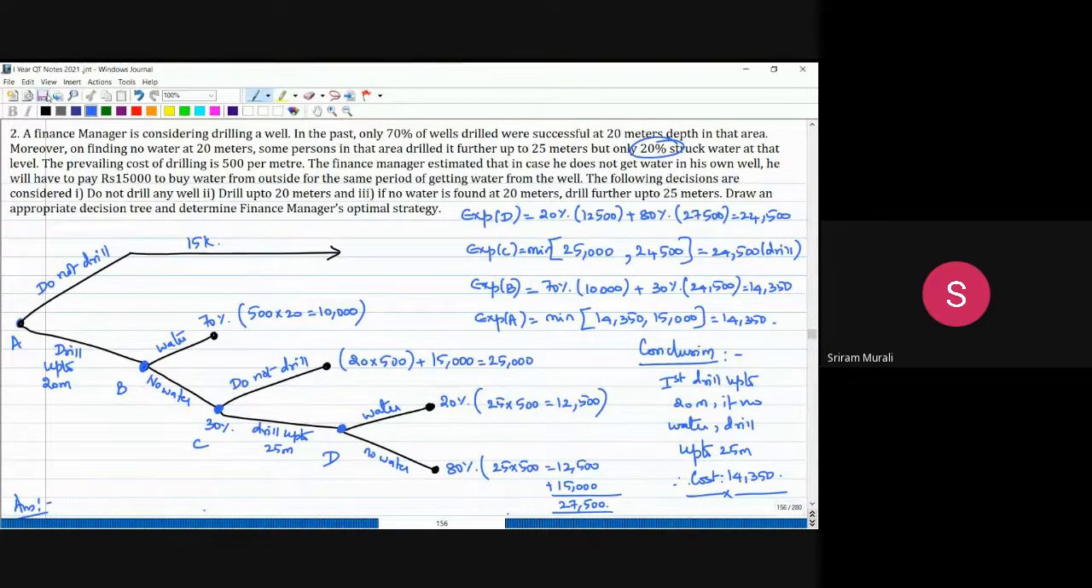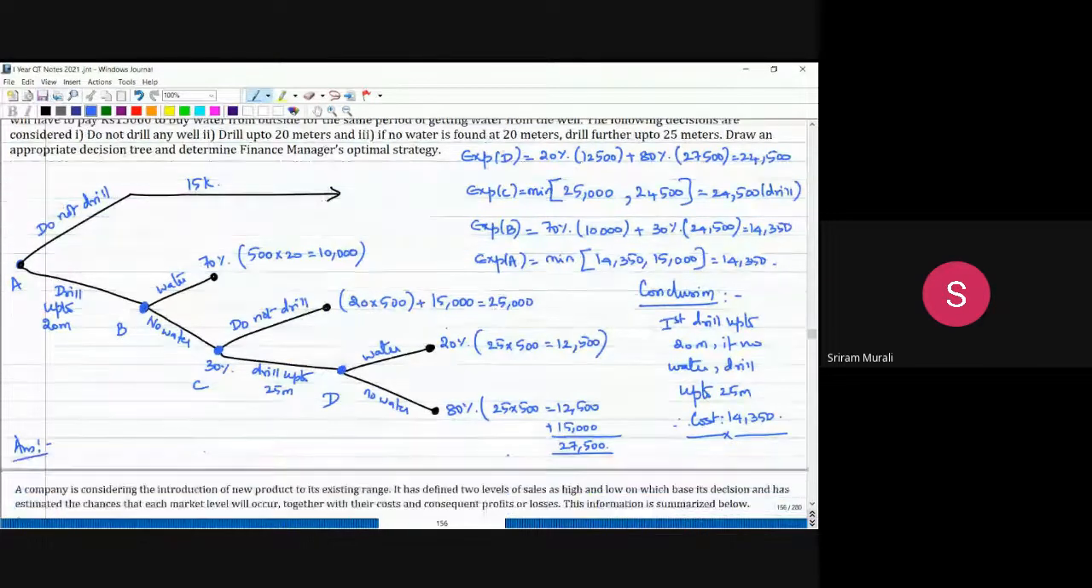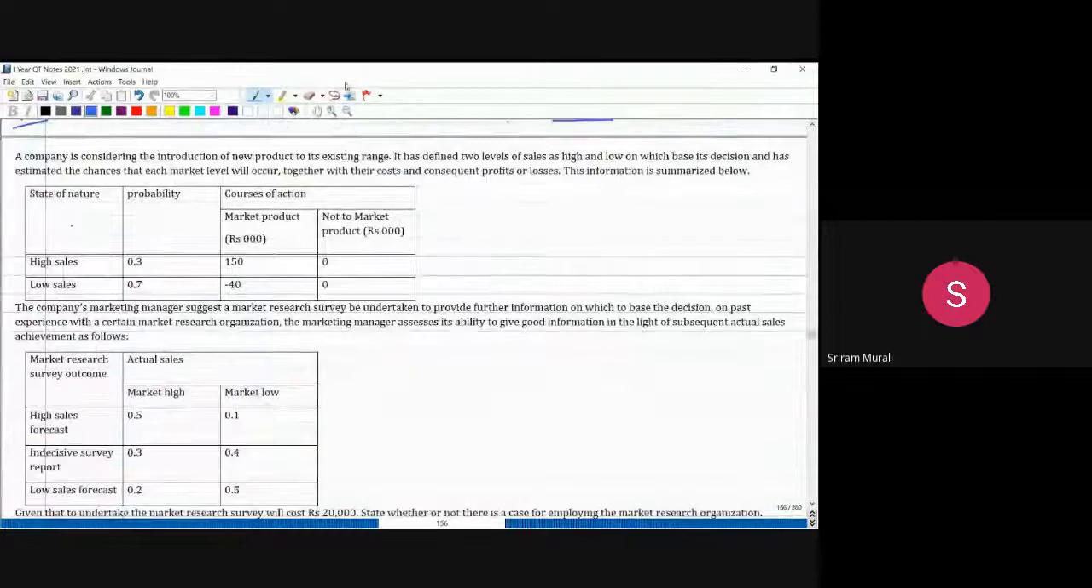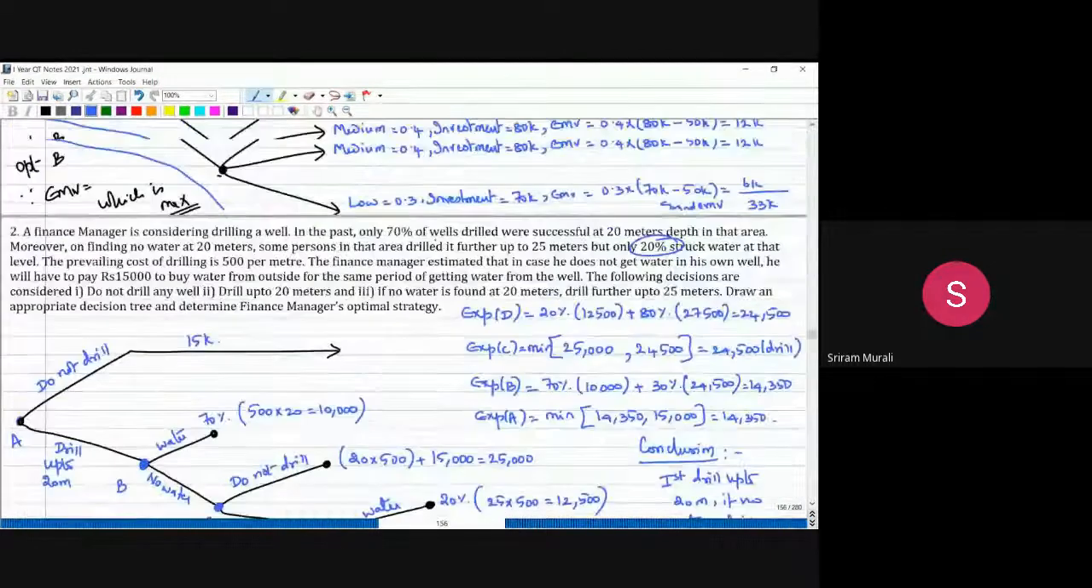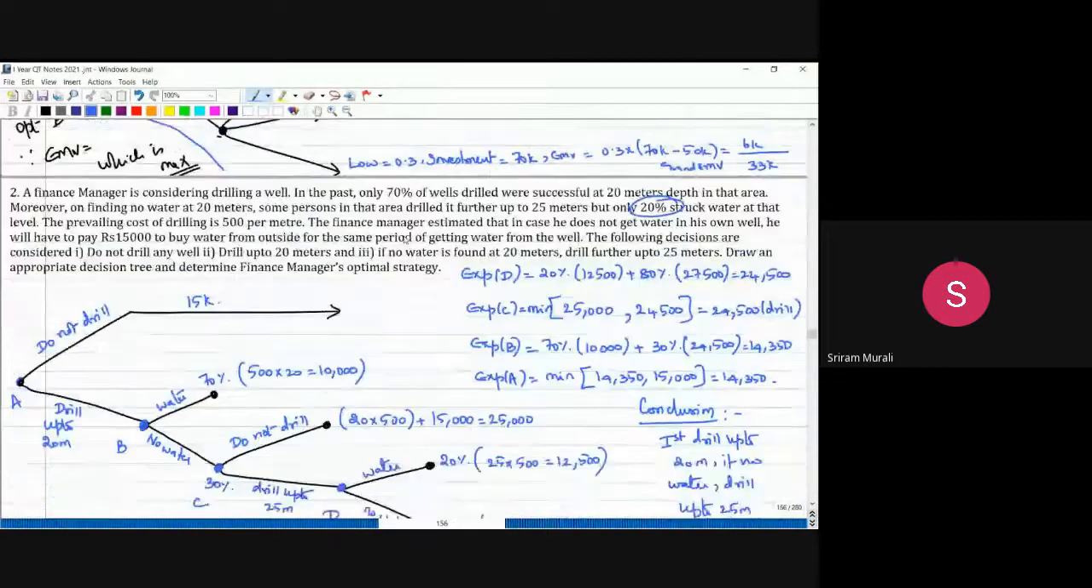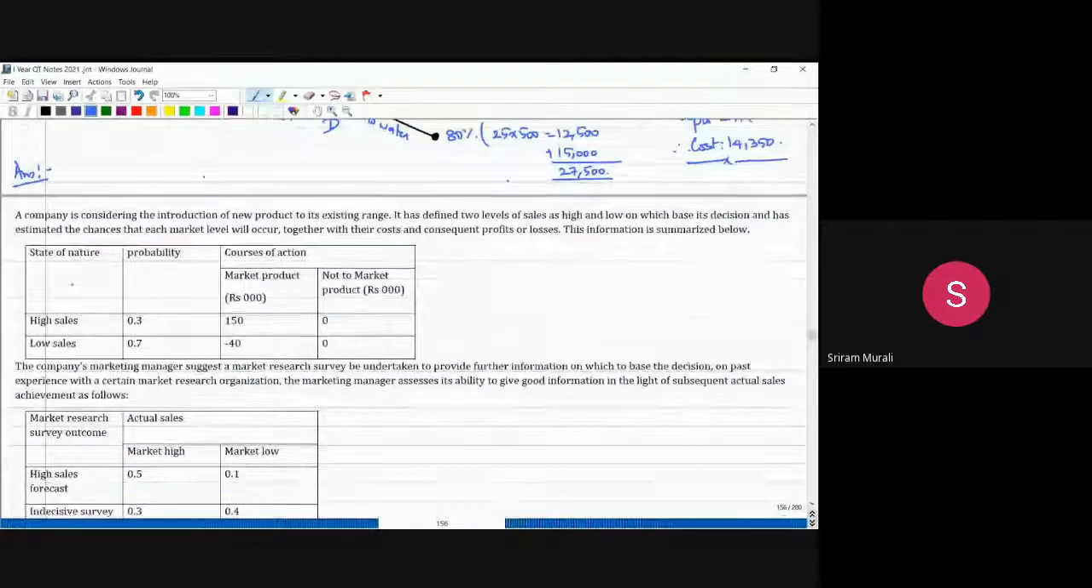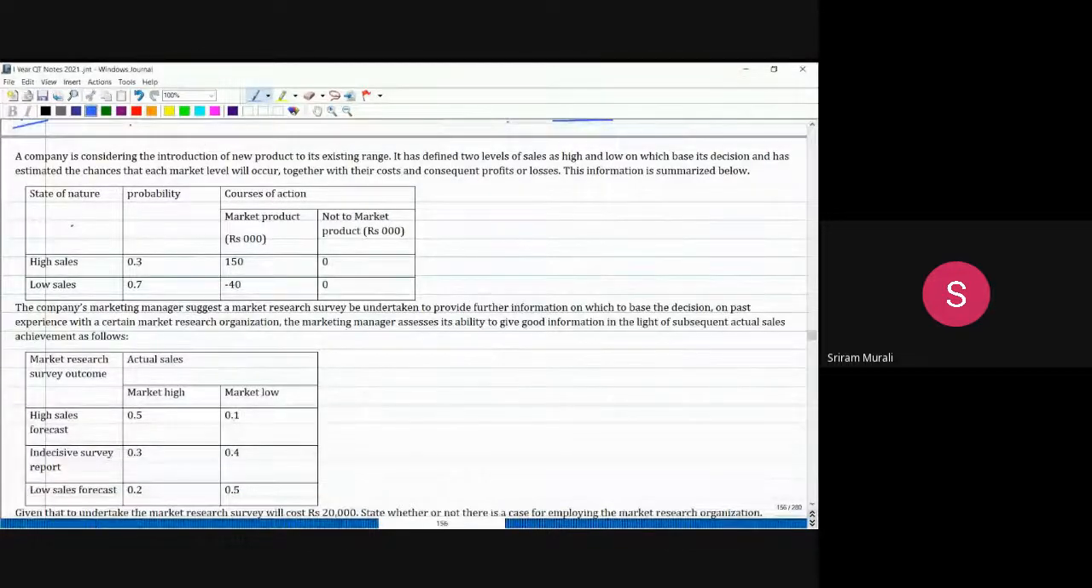So with this, I complete this decision theory, and 2 more problems are there. I will discuss them tomorrow. This question may come in the exam. This decision tree and all may come in the exam. But the forthcoming questions will not come in the exam.